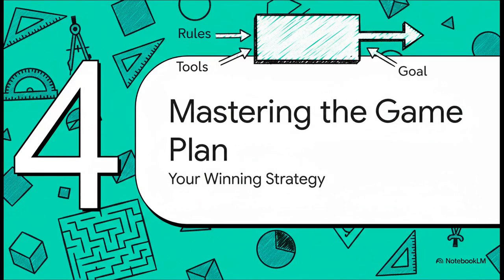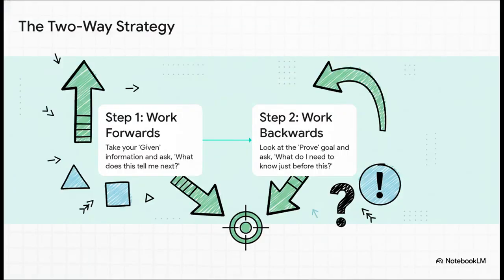Now that we have the rules and we have the tools, we need a game plan. How do you actually attack the proof and start filling in that blank space in the middle? The best strategy is to attack it from both ends. First, you work forwards. You take your given info and ask, okay, what does this tell me? What's the very next thing I know for sure? But then, and this is the pro move, you also work backwards from what you need to prove. Ask yourself, to get this, what would I need right before it? And very often, the answer is right there where those two paths meet.